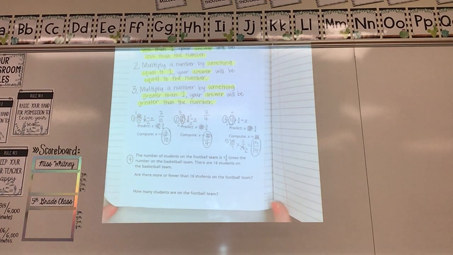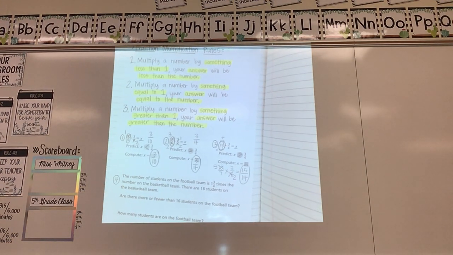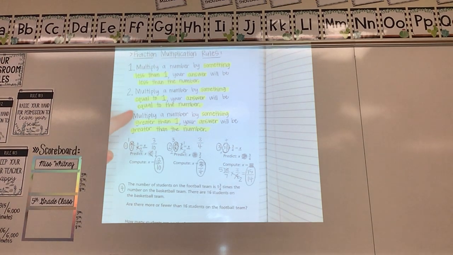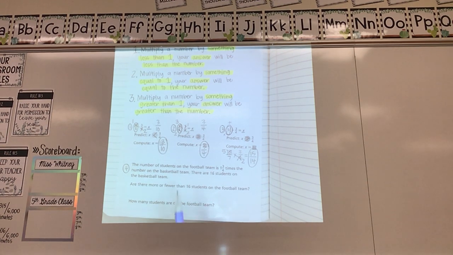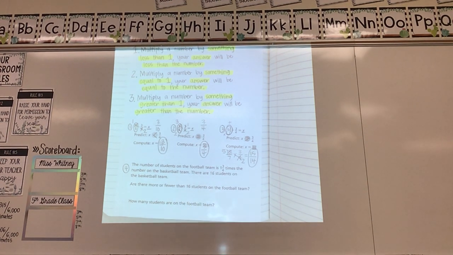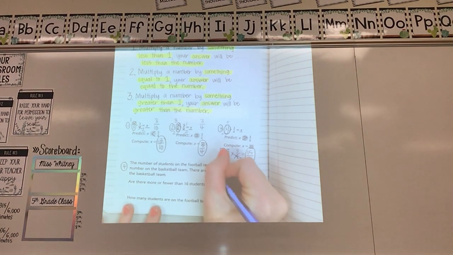Alrighty, number 4, last one here, and then you might want to pause the video so that you can see these rules as you work on your assignment. It says the number of students on the football team is 1 3/4 times the number on the basketball team. There are 16 students on the basketball team. Are there more or fewer than 16 students on the football team? Well, first I like to circle my 2 numbers. So go back into that problem and find the 2 numbers we're talking about.